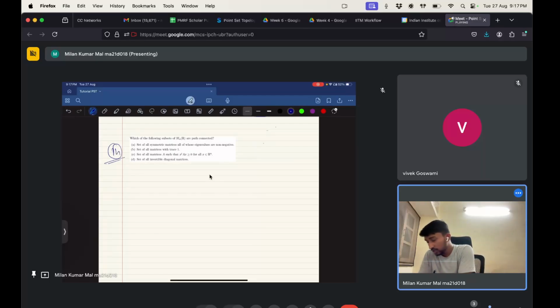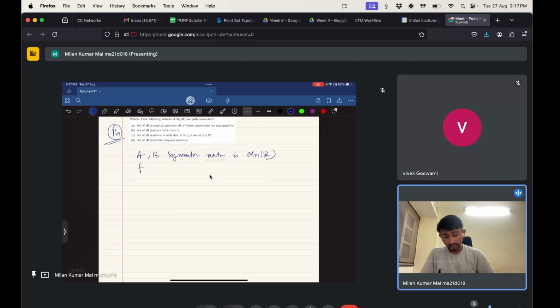So here, consider any A and B symmetric matrices in M_n(R). I'll write a hint here. Sorry, I will not be able to prove it here. I'll write the hint and prove it next time. I think that will be enough. Then consider f from [0,1] to M_n(R), where f(t) = tA + (1 minus t)B. Clearly, f(t) is a symmetric matrix.